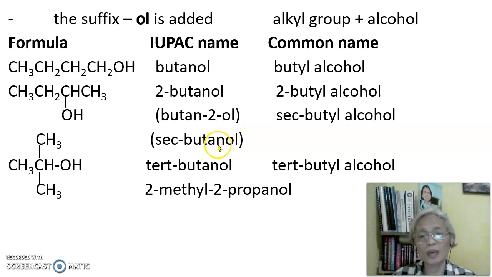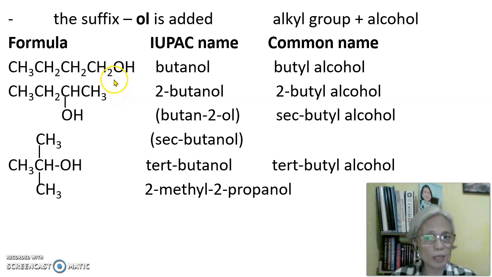IUPAC name, sec-butanol. And then we have this, if you notice, this is propanol 1, 2, 3, and there is a substituent, a methyl substituent at carbon number 2. So this is carbon number 1, 2. Okay, so we call this 2-methyl-2-propanol or 2-methylpropan-2-ol or tert-butanol, or tertiary butyl alcohol.